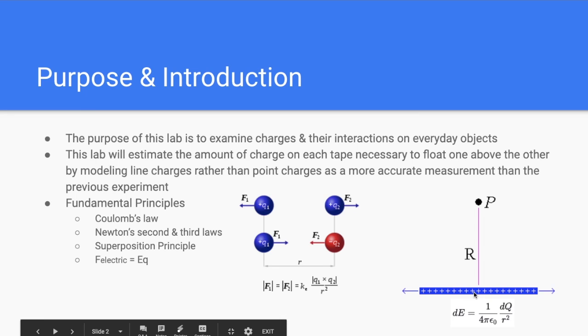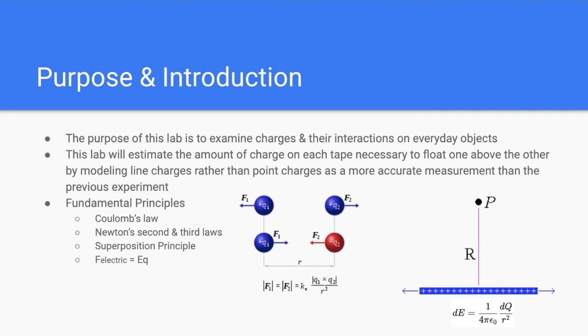So the purpose of this lab is to examine the charges and their interactions in everyday objects, just as it was in the first lab. But for this lab, we'll estimate the amount of charge on tape necessary to float one above the other by modeling line charges rather than point charges, which will be a more accurate measurement than the previous experiment.